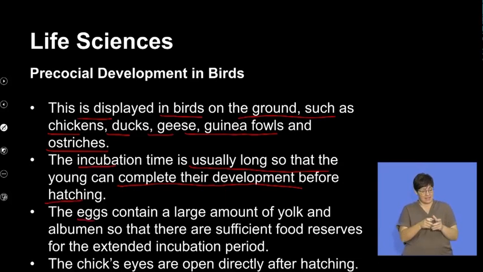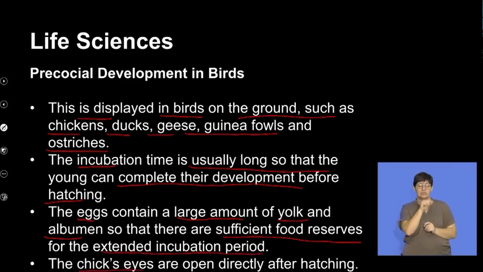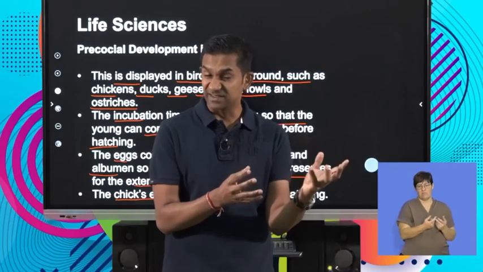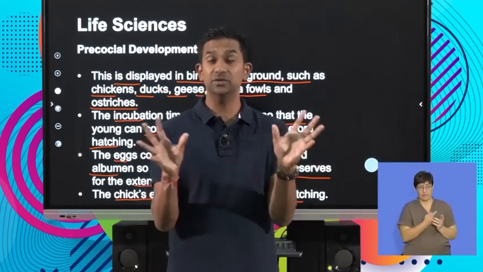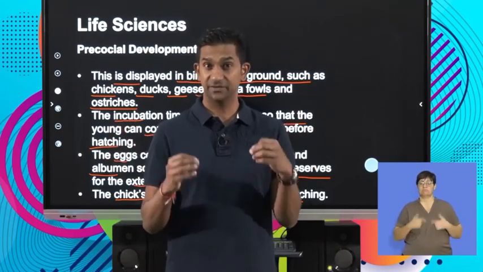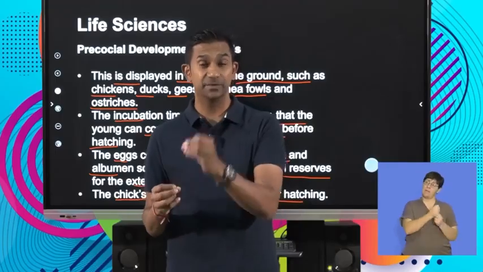These eggs have to contain large amounts of yolk and albumin, which is a suitable and sufficient food reserve for an extended incubation period. Once they hatch, the chicks' eyes are often open directly after hatching. So an extensive incubation period occurs. There is significant development of hair or fur, or feathers rather, and when they hatch, their eyes open quite soon after, and they're able to respond and actually survive immediately without having parental care.